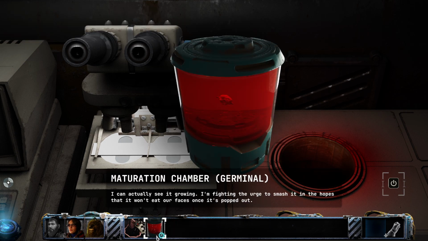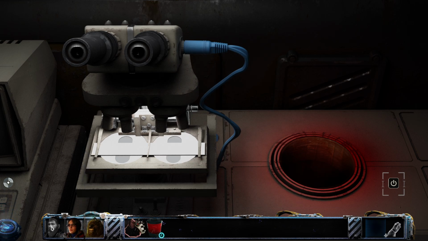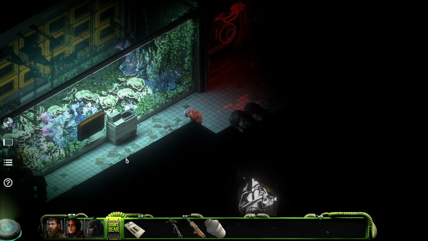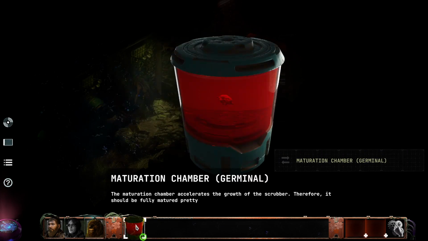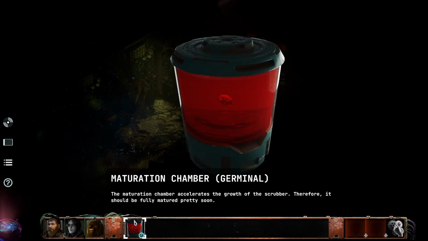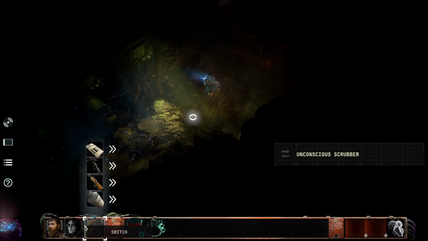And it does have a little timer running on it. You can actually see it growing. I'm fighting the urge to smash it in the hopes that it won't eat our faces once it's popped out. Okay, so what do I do while I'm waiting? I mean, we don't actually have time for stuff to happen. Should be fully matured pretty soon, one assumes.